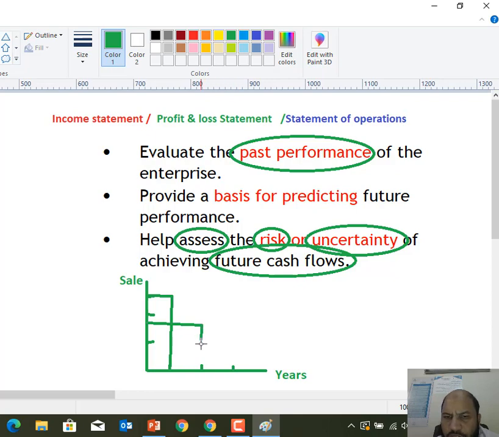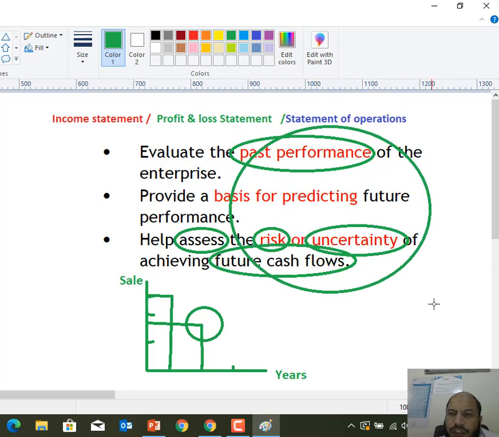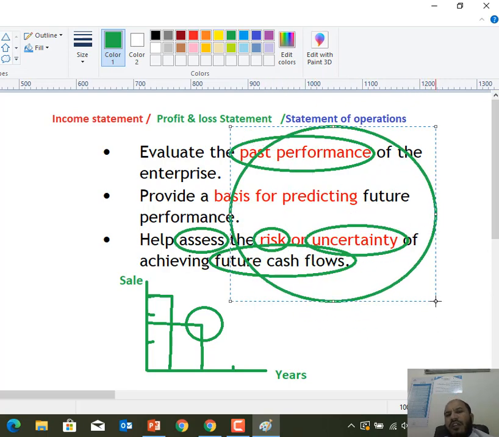Now you can judge through this what the reason behind it is, that our sales have decreased. Here we can analyze the risk: where the risk was, what the level of risk was, and what type of risk we faced. So through the income statement we can judge the past performance of the business, we can predict the future cash flow, and we can also predict the level of risk and the level of uncertainty. This is the usefulness of the income statement.